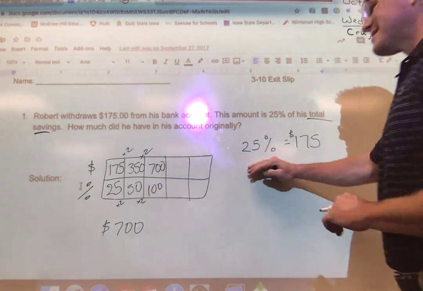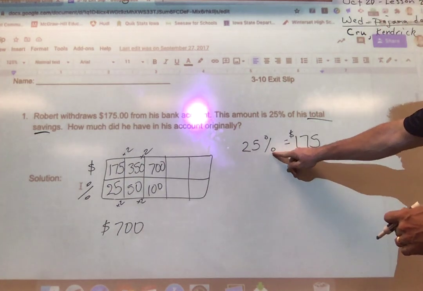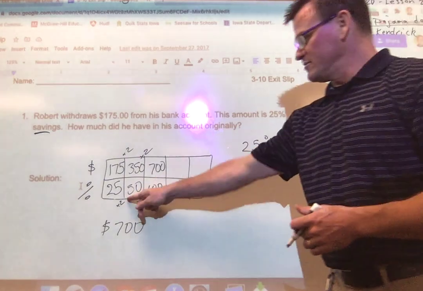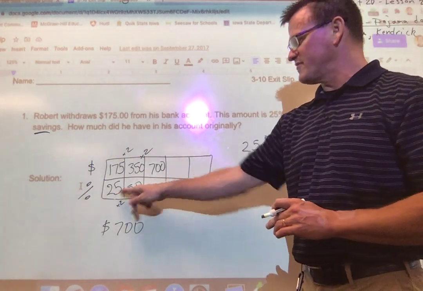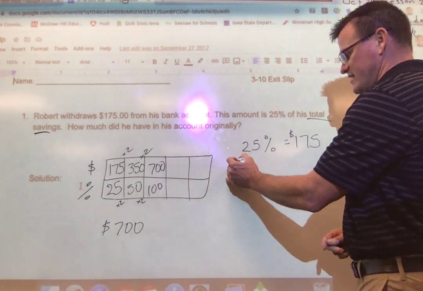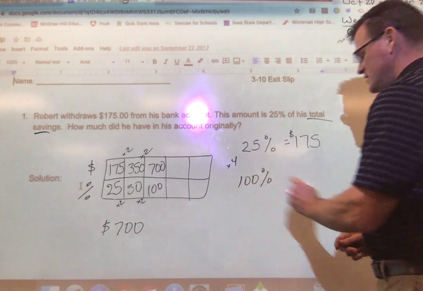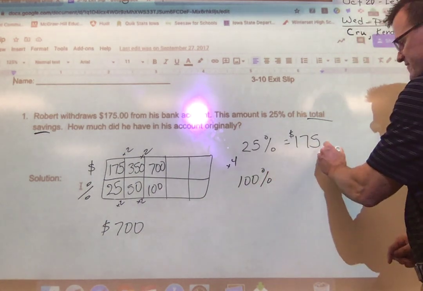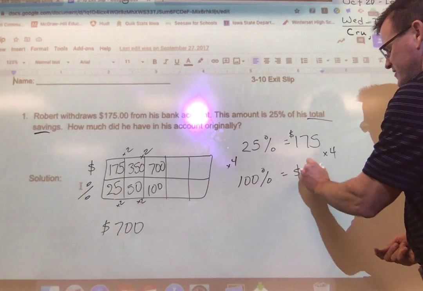Okay, so again, sometimes you don't need the ratio rate table. There's other ways to do it. You know, if we have it written this way, I doubled it and doubled it. But guys, I could have just taken it times 4 right off the bat because I know 25 times 4 gets me to 100. I could do that right over here. If I take that times 4, I get 100% of his money. So all I need to do is also take $175 times 4, and you'll get $700.